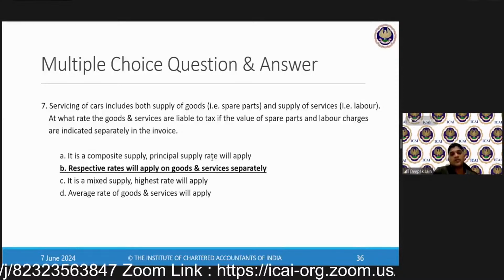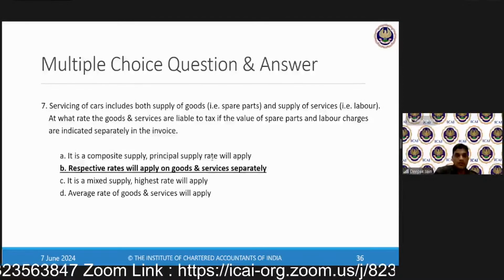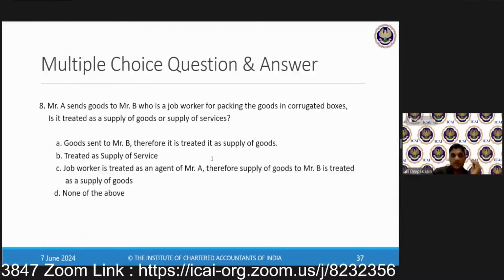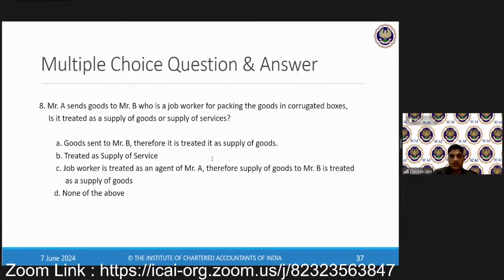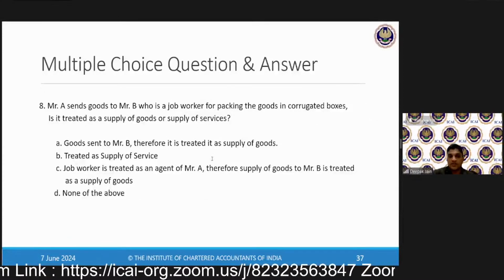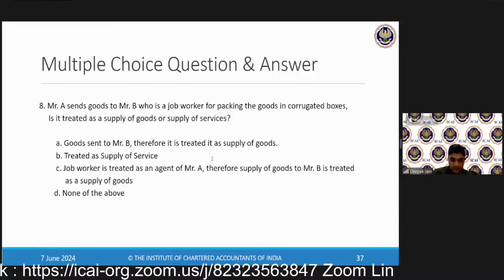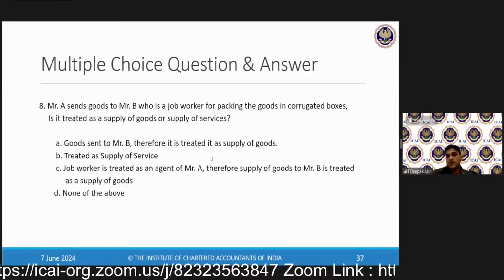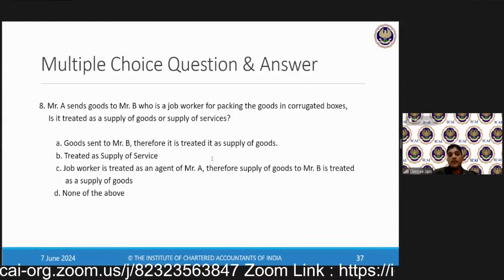Mr. A sends goods to Mr. B, who is a job worker, for packing of the goods in corrugated boxes. Is it treated as supply of goods or supply of services? What is the transaction of Mr. B?